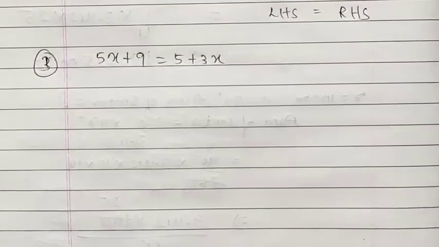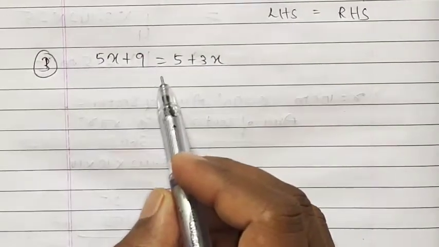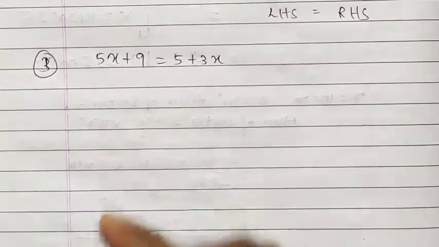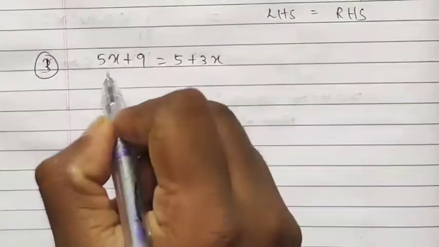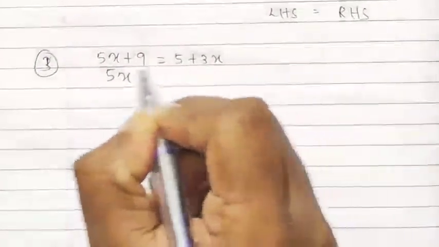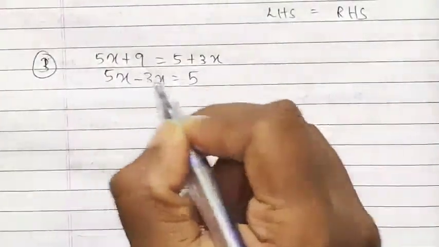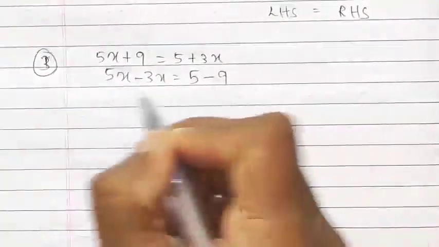Next, sub question number 3. 5x plus 9 is equal to 5 plus 3x. First I will make variables one side, numbers one side. Therefore 5x as it is. 3x I will take to the left side. It will become minus 3x is equal to 5 as it is. 9 I will take to the right side part. It will become minus 9.